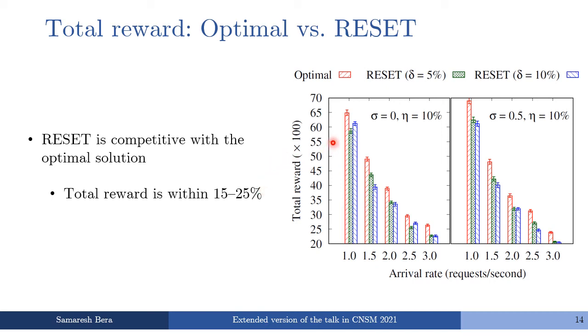Further, we see that as the number of requests per second is increased, the total reward decreases in both cases. This is because we consider a total of 500 requests in the network, and when we have a large arrival rate, very few requests are served by the network and the rest of the requests are dropped. So that's why we have less reward.